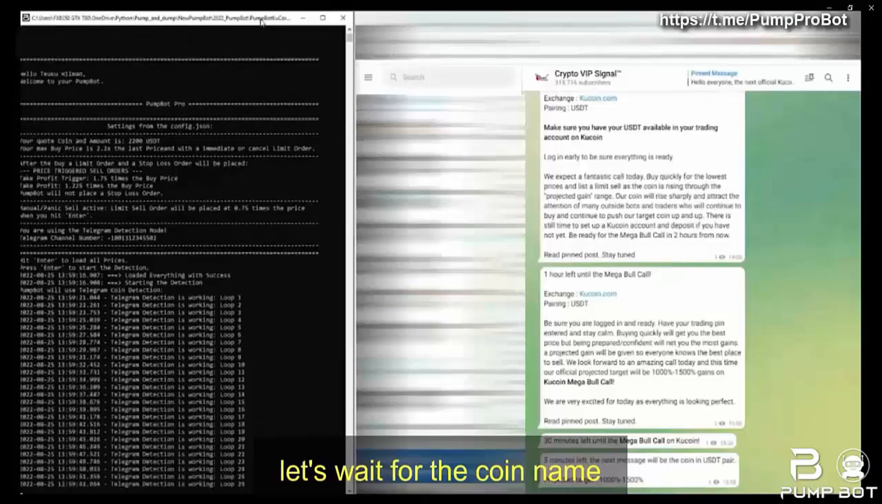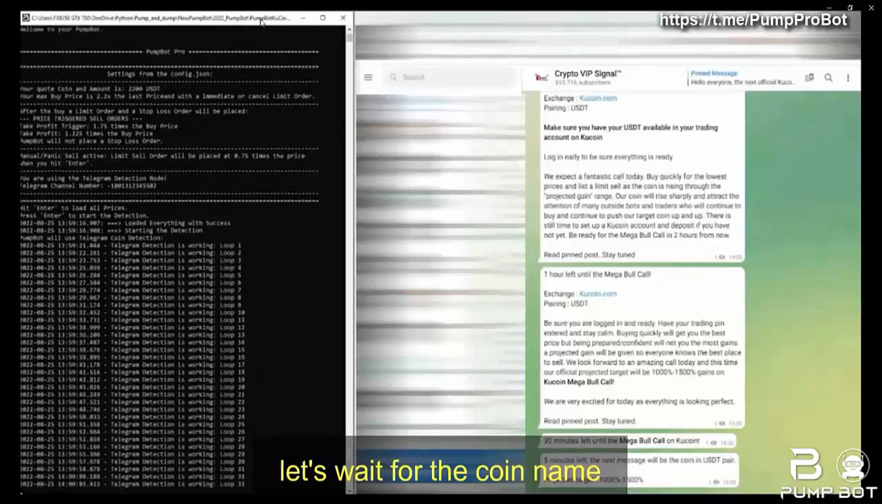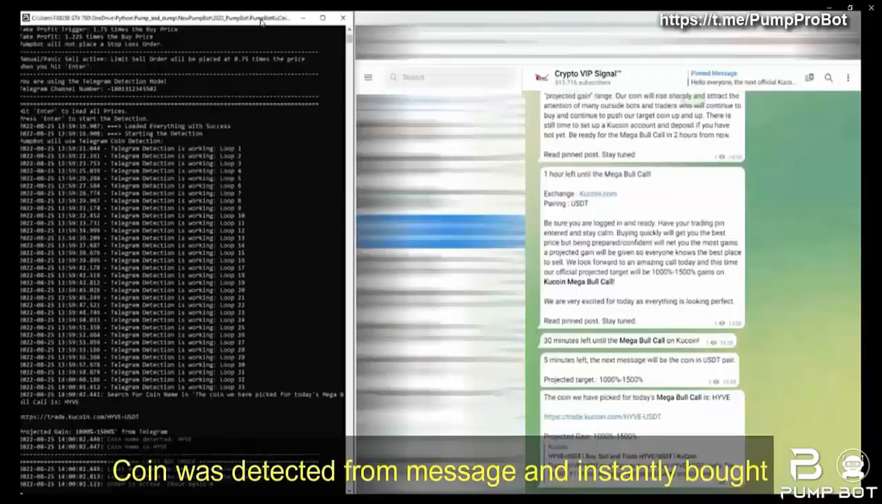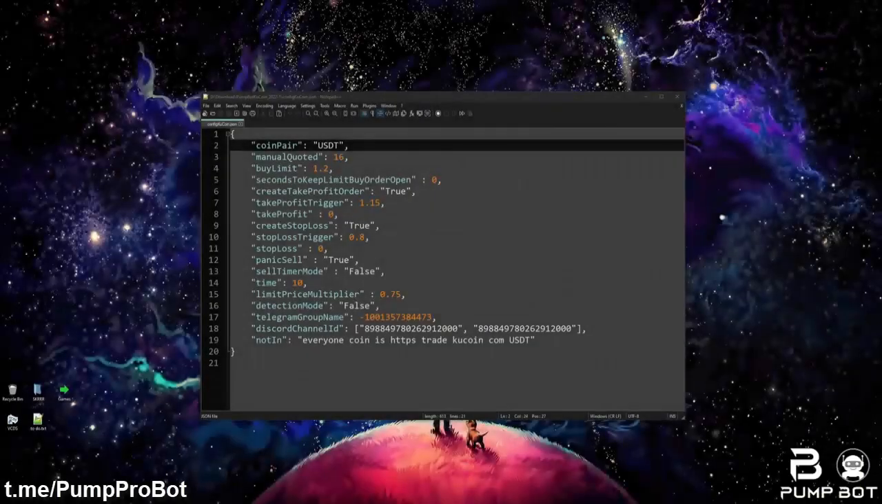Hello guys and welcome. Today we are going to show you a complete guide to PumpBot so you can use it to its full potential. Now let's proceed to PumpBot settings.